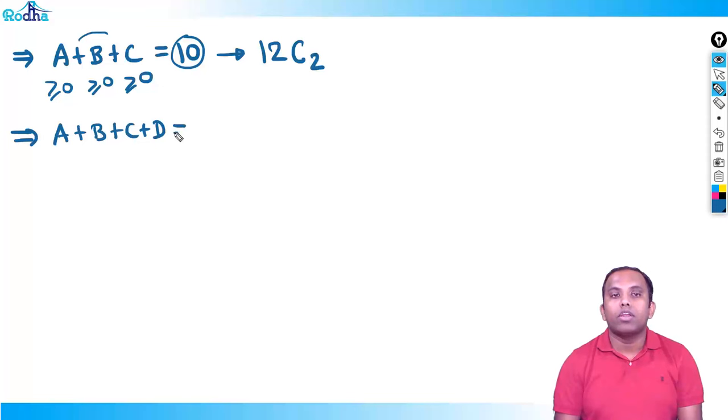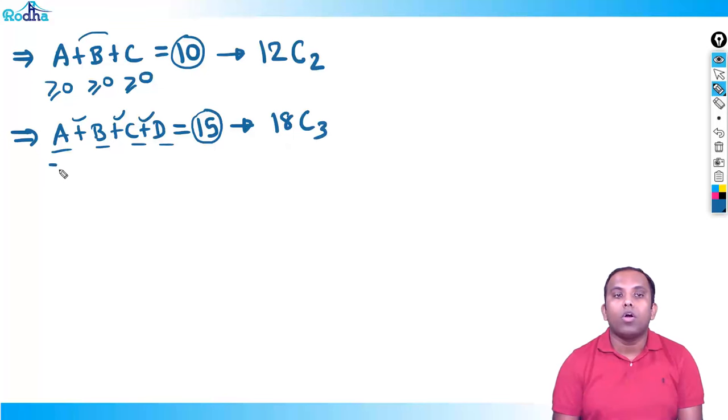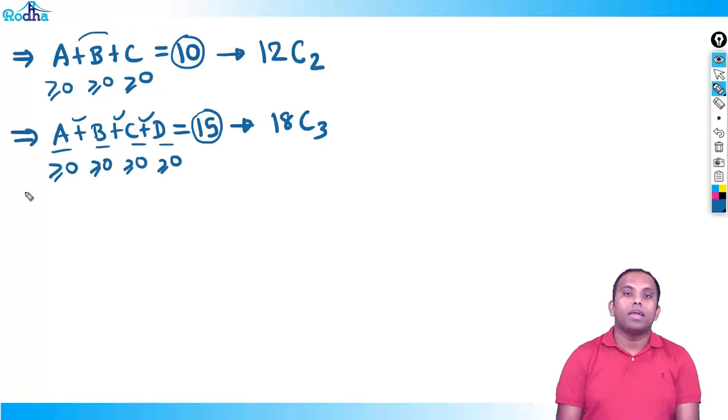if 15 identical chocolates are to be given to 4 persons, A, B, C, and D, in how many ways can you do it? 15 zeros here, or 15 circles, plus 3 plus signs. What is the answer? 15 plus 3, 18C3. The answer is 18C3, provided that all of A, B, C, D can be 0, right?